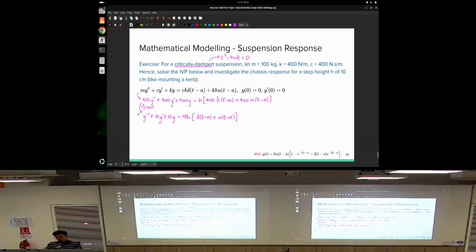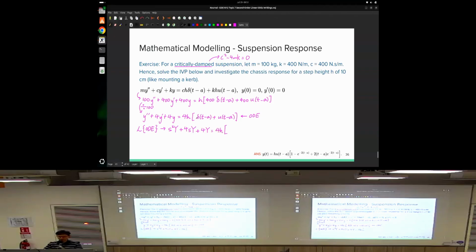Now we are going to take the Laplace transform. So this is our ODE, and we solve by taking the Laplace transform. We have s squared Y, and there's no need to handle the initial conditions because they are 0; when you take the Laplace transform of the derivatives, you won't have any remaining terms. So plus 4sY plus 4Y equals 4h, which is a constant, times the transform of the right-hand functions.